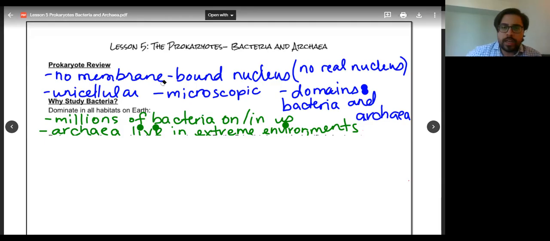What is the point of understanding how bacteria work? Well, I'll talk about some of the functional aspects with regards to them as we move through this lesson. But just in general, with regards to habitats on Earth and the planet itself, there are millions upon millions of bacteria on and in us. So on our skin alone, there are tens of millions of bacteria that live there. Within our gut, there are tens of millions of bacteria as well.